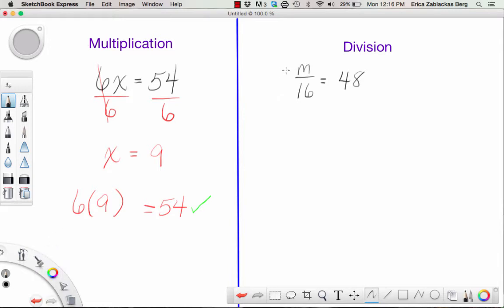With our division equation, we had m divided by 16 equals 48. The first step is to copy the original equation, just how you see it. Then we're going to just recopy it underneath. Our original problem is m divided by 16. Then we need to write the inverse. And the inverse of dividing by 16 is to multiply by 16.